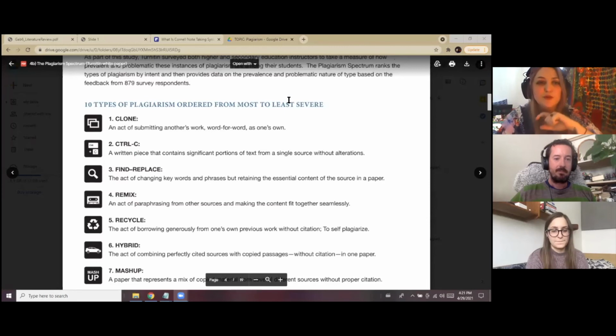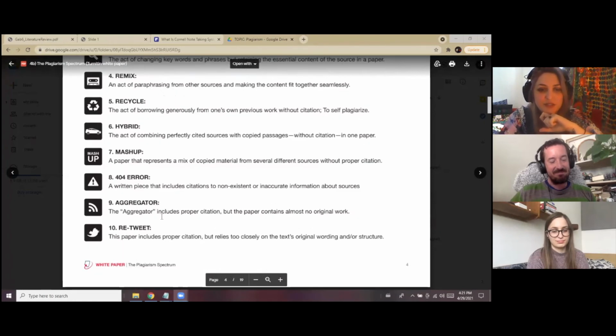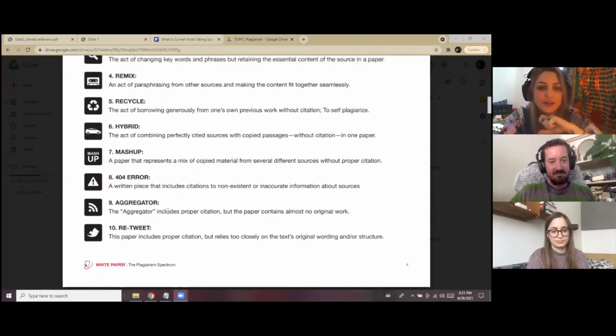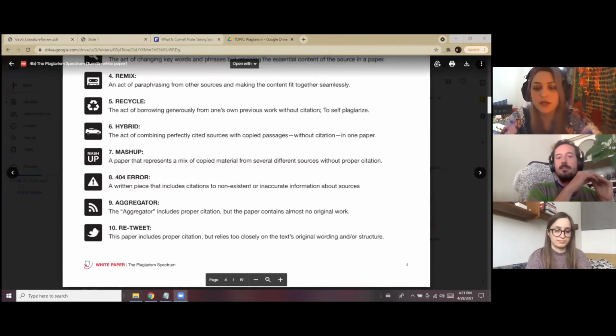I found my rather crazy or obscure list of potential plagiaristic actions, by the way, and I think that they're based on the software, that when you turn in something and they use the protocols, this is what they're looking for. These are the 10 types ordered from most severe, which sounds very punitive. It's not necessarily the intentional, but down here you get into something called the aggregator, which includes some proper citation. Yours, I think, didn't in every single sentence, but it contains almost no original work. And I think that's the problem that we were getting at.